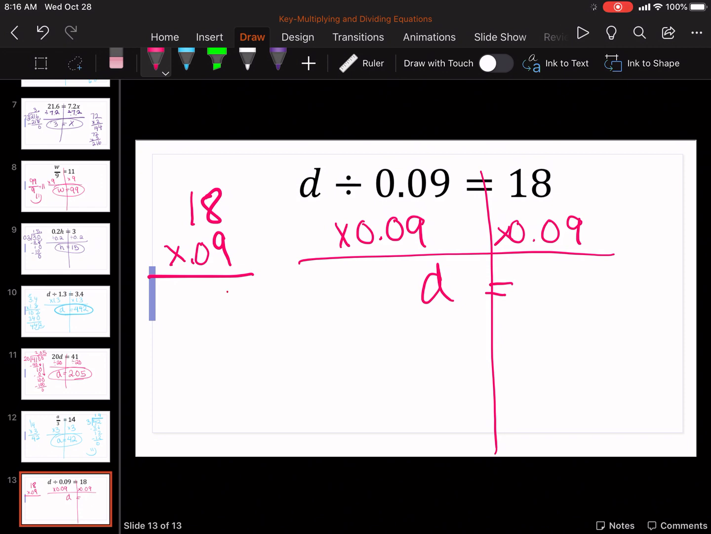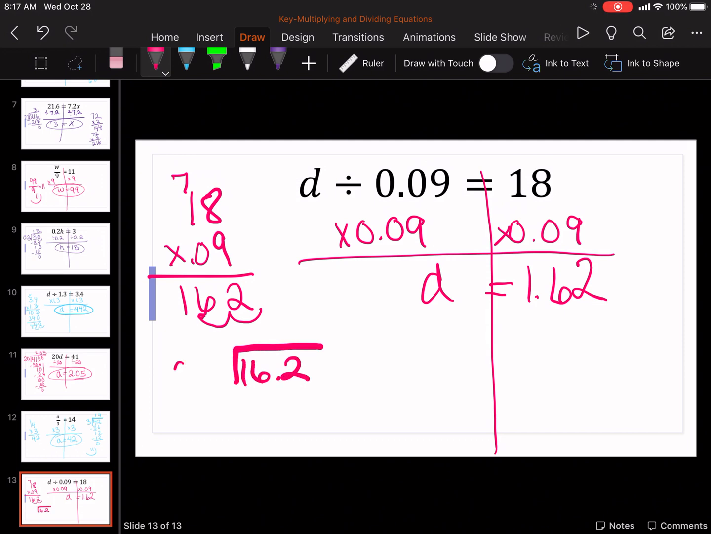9 times 8 is 72. 9 times 1 plus 7. It's going to be 16. Move the decimal over twice. And it's 1.62. So 18 times 0.9 is 1.62. So did you see how I checked that? You can plug in 16.2 divided by 0.09.